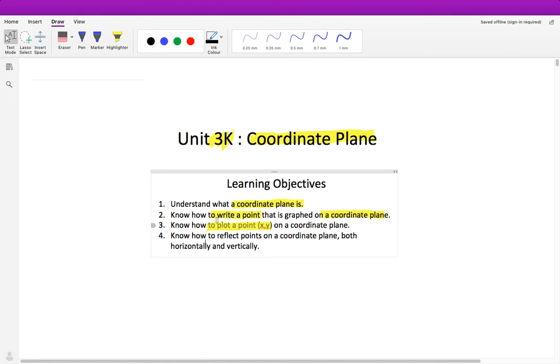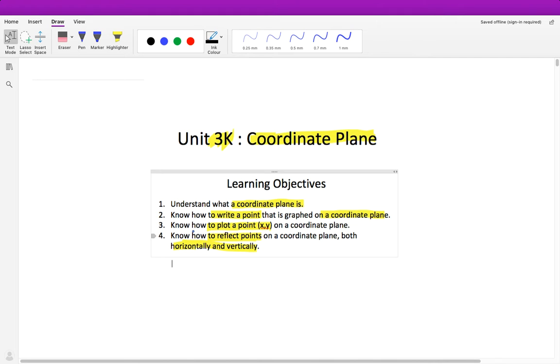So not only will we have to be able to read a coordinate plane and say, well, what does that point equal? But you'll also have to be able to take a point and then graph it on a coordinate plane. And then you'll have to know how to reflect points on a coordinate plane, both horizontally and vertically, or along our x and our y axis.